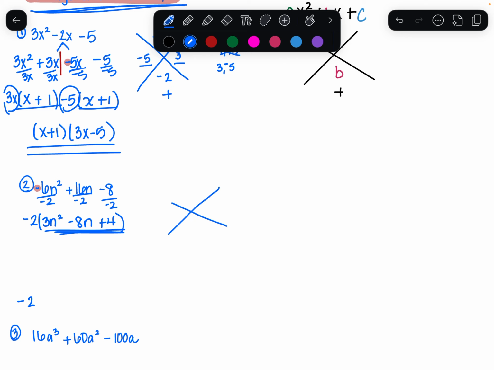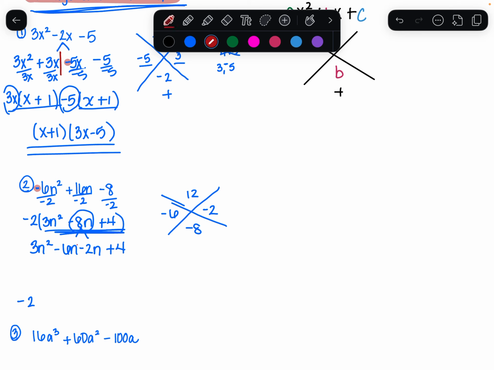So I'm going to set up my problem very similarly to before, where I find a times c, which is 12, and b, which is negative 8, and we're going to find the two numbers that multiply to 12 but add to negative 8. And this is going to be negative 6 and negative 2. So that means that this middle term is going to become negative 6n and negative 2n. So I'm going to bring down the 3n squared, rewrite negative 8n as negative 6n and negative 2n, and bring down the plus 4. So the only thing that is changing is that middle term.